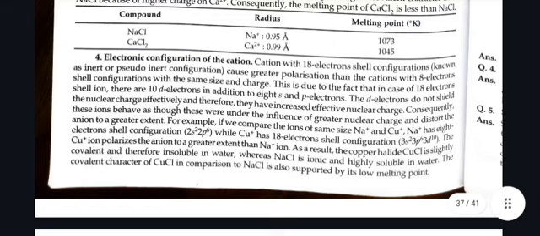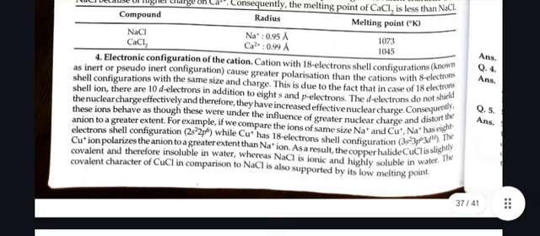For example, if we compare the ions of same size, Na+ and Cu+, Na+ has 8 electron shell configuration 2s2 2p6, while Cu+ has 18 electron shell configuration 3s2 3p6 3d10. The Cu+ ion polarizes the anion to a greater extent than the Na+ ion. As a result, the copper halide CuCl is slightly covalent and therefore insoluble in water, whereas NaCl is ionic and highly soluble in water. Melting point of CuCl is 705 Kelvin and that of NaCl is 1073.